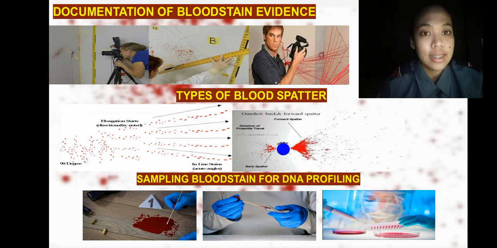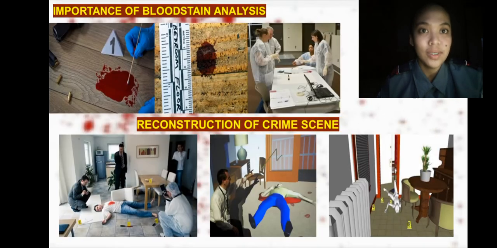Next naman natin is the sampling of blood stain for DNA profiling, meaning the analyst or the investigator will typically soak, or kukuha lang sila ng small amount or small samples ng mga blood sa ating crime scene para ma-examine nila, also to identify if it came from human or animal blood, and also para ma-identify din nila kung duguan na ba yung suspect or yung biktima before the crime happened.